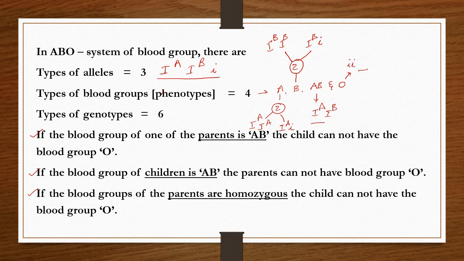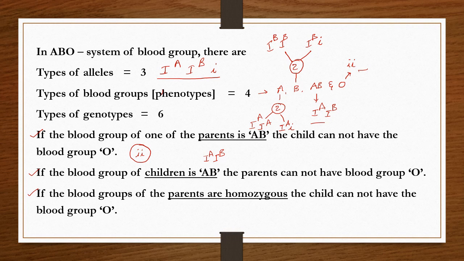So once again, I am repeating these three statements. If the blood group of one of the parents is AB, the child cannot have blood group O. Blood group O needs two small i's. You all know that the AB blood group genotype is IA IB, so O is not possible. Now if the blood group of the child is AB, its genotype is IA IB, and the parents cannot have blood group O.